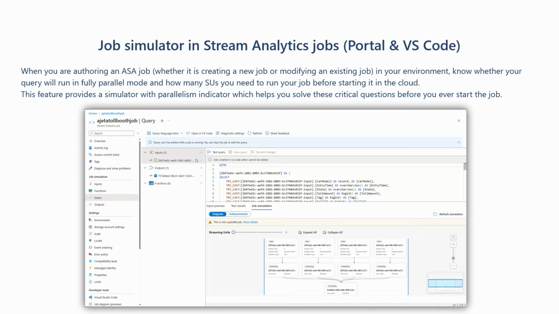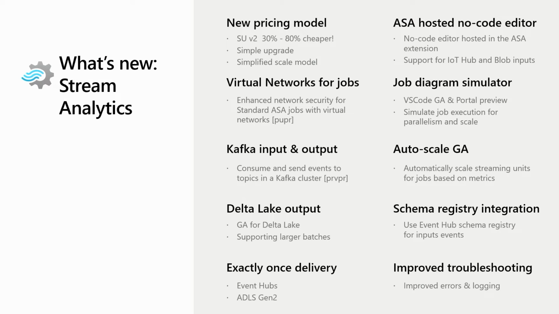So the number of streaming units that you've created against the number of replications and how the job is created, and to ensure that you're creating the most efficient type of job. And then we'll give you hints for how you can either adjust your job or adjust your scale units to make it as efficient as possible. What else is coming with Stream Analytics?